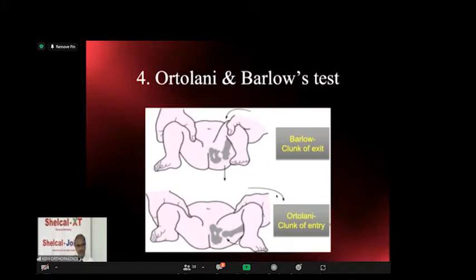Ortolani and Barlow's test, these are done in children in order to know about dysplastic hip or dislocation of the hip. Here people get confused about what is Ortolani, what is Barlow. And normally what we tell, Barlow means "bahar lo", that means you dislocate the hip. Ortolani means "andar lo". You are relocating the hip. So in Barlow's test you do adduction and give a push so that the hip comes out. In Ortolani you give abduction so that the hip comes in. Okay, Ortolani and Barlow's test.